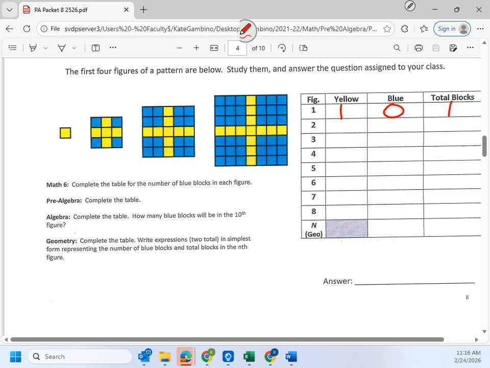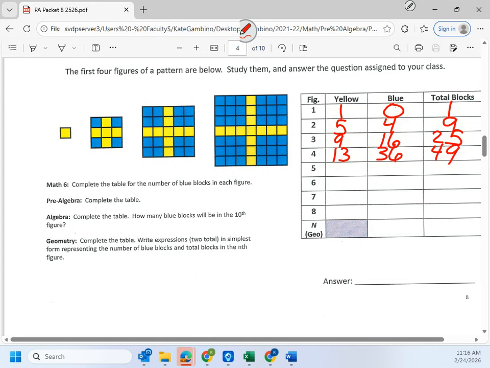Packet 7, same thing happened. We got off with our columns. Our second figure, we have 5 yellow, 4 blue, 9 total. Then we have 9, 16, 25. We have 13, 36, 49.